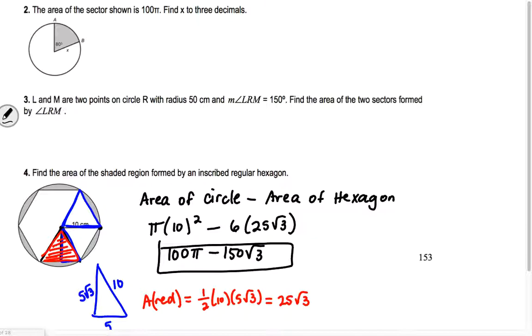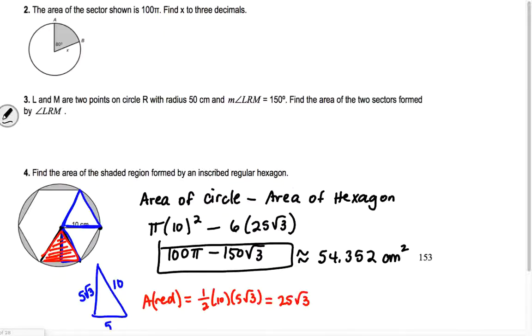So 100 pi minus 150√3, just make sure you use the pi button, and you could say approximately 54.352. And that would be in centimeters squared. Does that make sense? Do you guys get that? Okay, I think that's the last one.